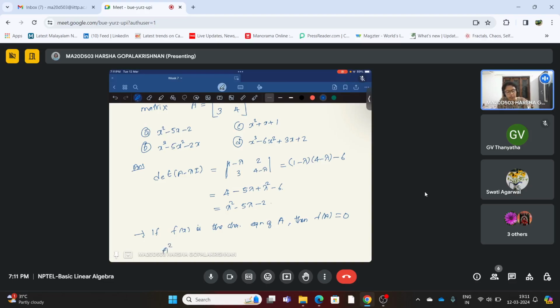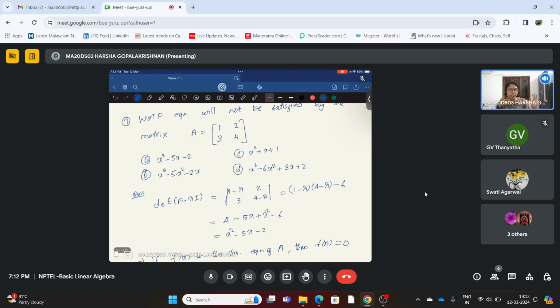what is A square minus 5A minus 2I? Actually, this equation is exactly the same as the given equation. What is the given equation? It is actually the characteristic equation, right? So what should be A square minus 5A minus 2I? It should be 0. Okay, so the first one is satisfied.